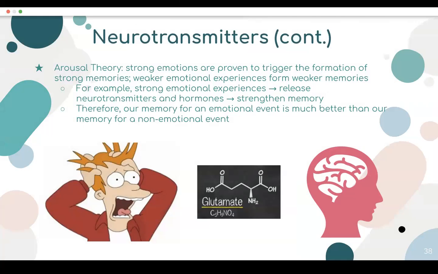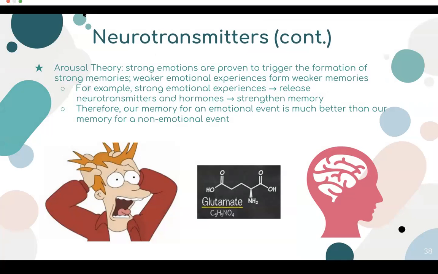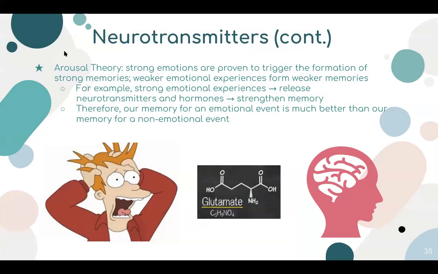Okay, so we're going to go for one last slide here, and then my colleague's going to take over. But arousal theory basically states that strong emotions are proven to trigger the formation of strong memories. So if you were really, really scared, you'll probably remember that more. And if you were really, really happy, you'll probably remember that more than if you were a tiny bit frightened or a tiny bit happy. And weaker emotional experiences will form weaker emotional responses in return.